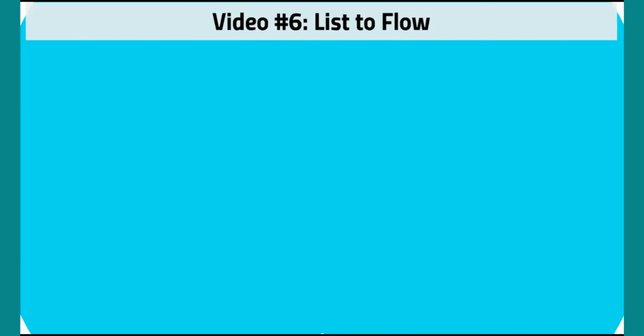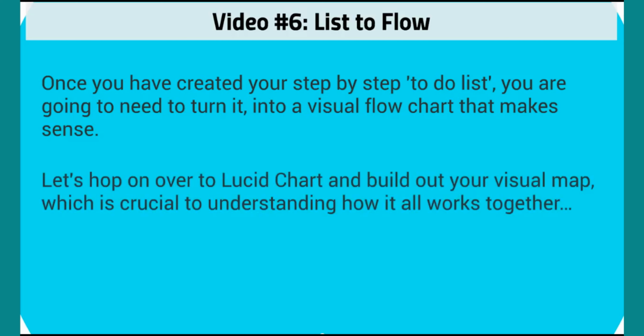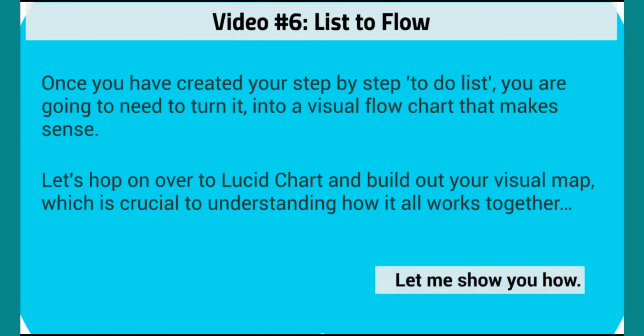Okay, so welcome to video number 6. We're going to talk about list to flow. Once you've created your step-by-step, sequential, and logical to-do list, you're going to need to turn it into a visual flowchart that makes sense, because this is what's going to help you and the programmer understand how all the missing pieces or pieces of the puzzle flow together. So let's hop on over to Lucidchart and build out your visual map, which is crucial to understanding how it all works. All right, so let me go ahead and show you how.